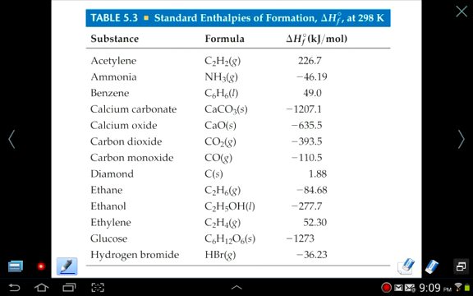So if you take a look at Table 5.3, or at the appendix in the back of the book, I believe it's Appendix C, what you'll find is a bunch of compounds listed along with their delta H of formation, heats of formation, in kilojoules per mole again. So we actually saw ethanol, and that's listed in the back of the book as negative 277.7 kilojoules per mole. We're actually going to use these values now to determine the delta H's of different reactions.